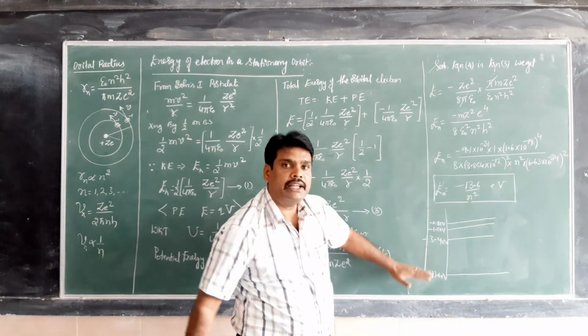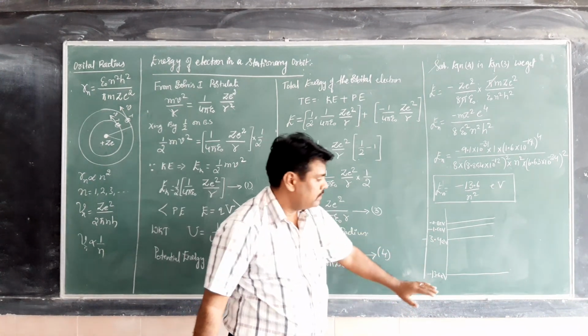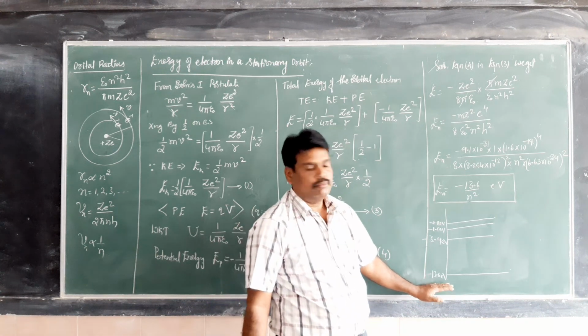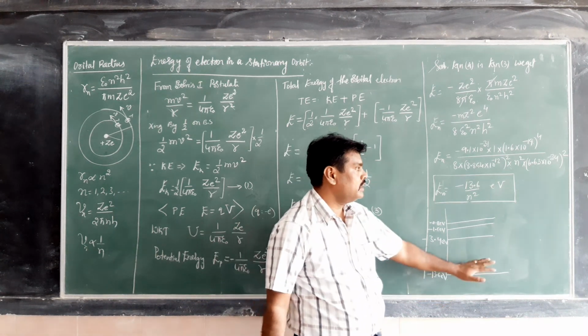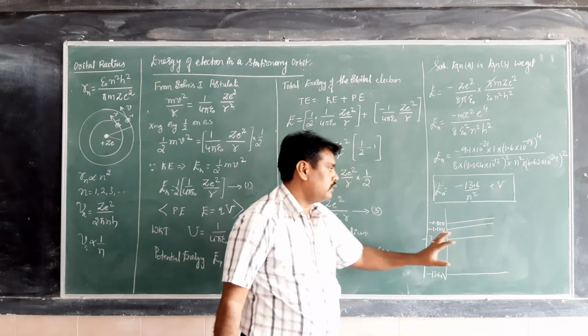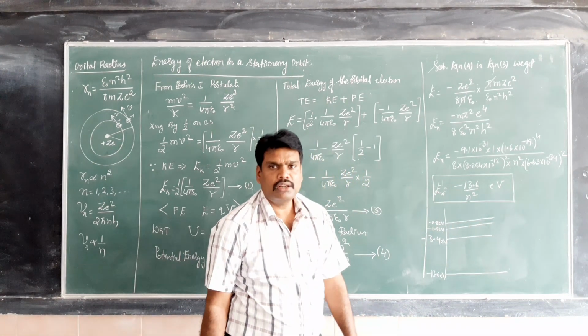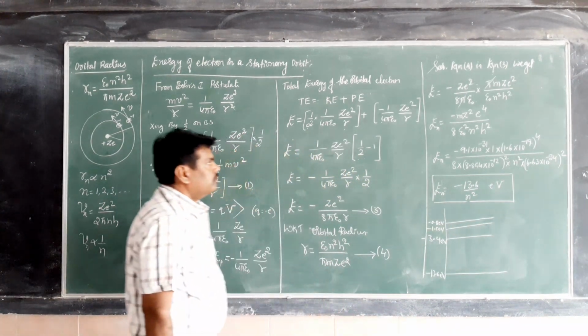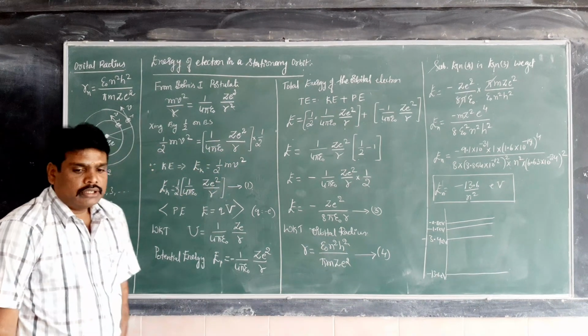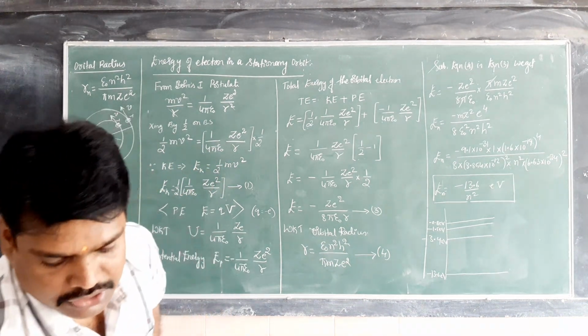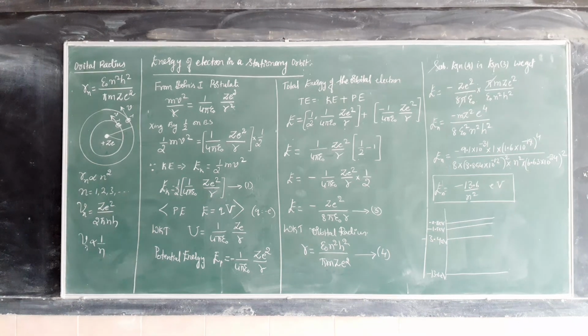These are the different energy levels present in an atom. This is the ground state energy. Minus 13.6 electron volt is the ground state energy of the electron. Clear now? So with that I am going to continue the next derivation.